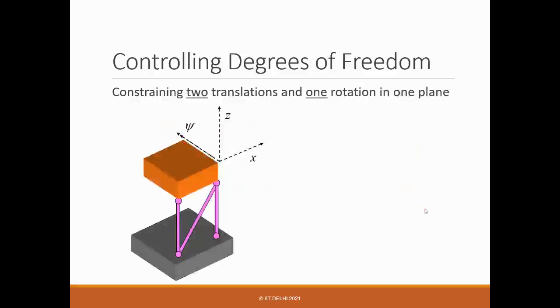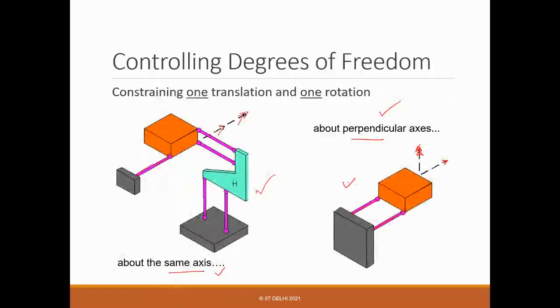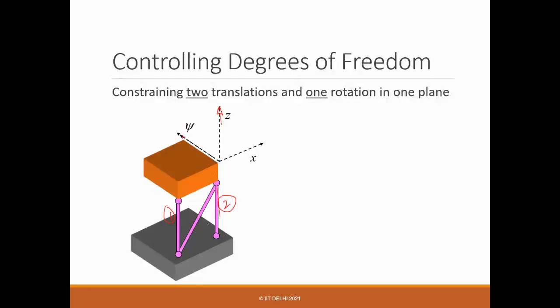What happens if you want to constrain two translations and one rotation, right? In this case, suppose you want to constrain two translations and one perpendicular direction rotation. So now you remember, if you want to have that, you use a pair, right? This translation constraint and this rotation by this pair. This 1 and 2 you will get from the previous example, from this example. So 1 and 2 will give you this translation and this rotational constraint.